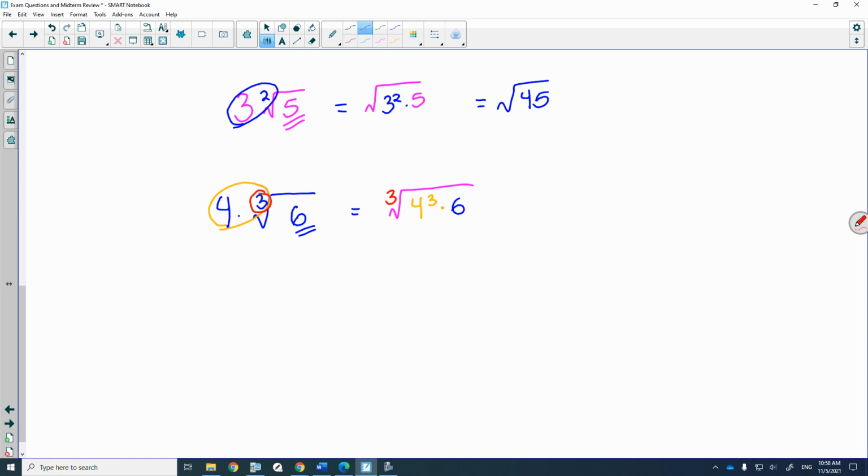Okay? And then the answer would be the third root. Ainsley, you're getting 384? 384. And again, how could you check this? You would type this in, that's the mixed radical. You would type this in, that's the entire radical, and you get the same answer.